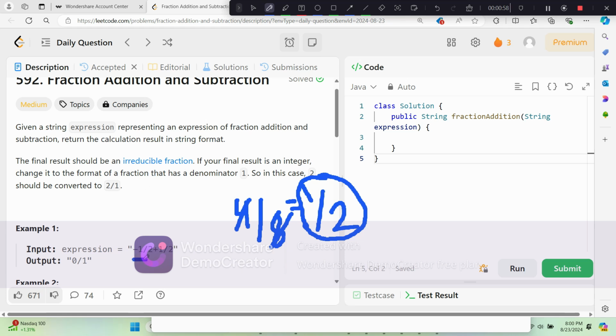Now we have to evaluate this expression and return the output in terms of a fraction only. Even if it is 0, we still have to return it like this, 0 divided by 1. So we have to return in fraction form only. So let's go for our approach, guys.